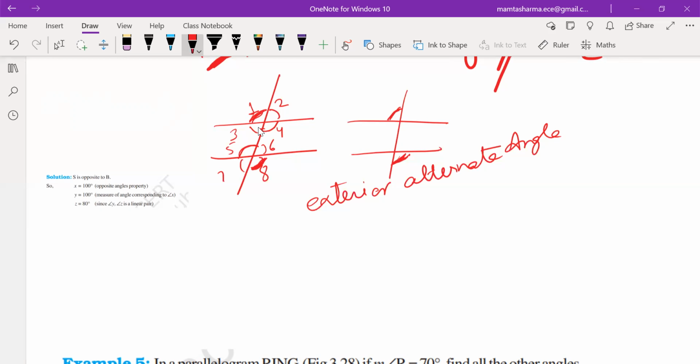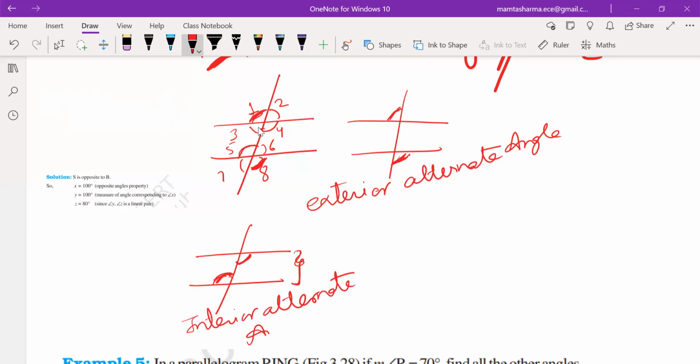Now we will see interior alternate angles. If these two lines are parallel, the interior alternate angles will be these ones, which lie inside the two parallel lines. Interior lies between two parallel lines, that's why we call them interior angles. Clear, ma'am? But my teacher told us they're alternate interior angles. Okay, no problem. You can say alternate interior angles also, or you can simply say alternate angles.